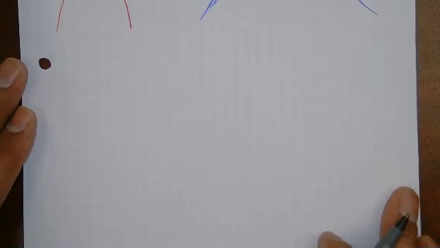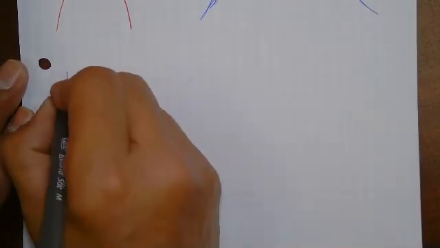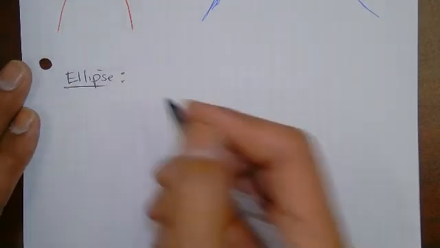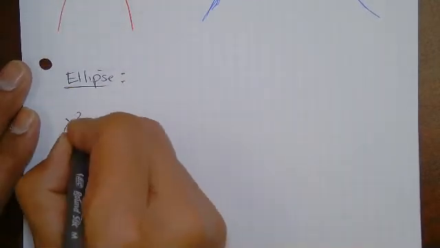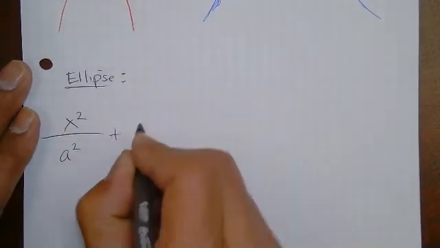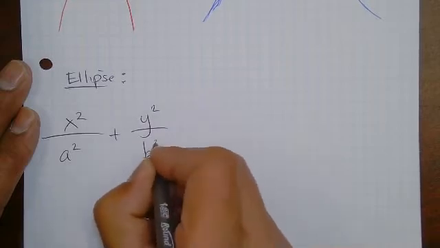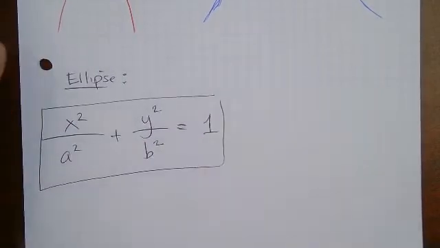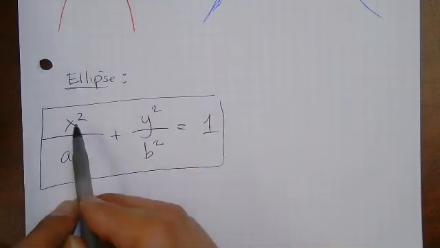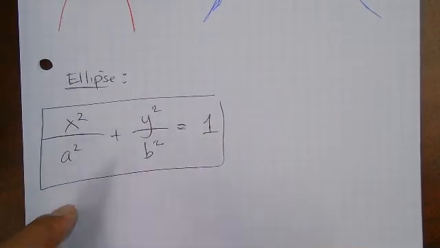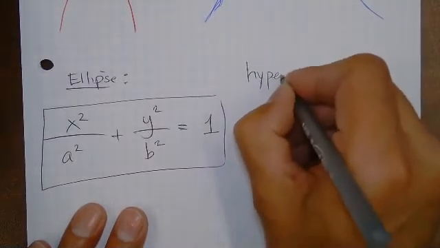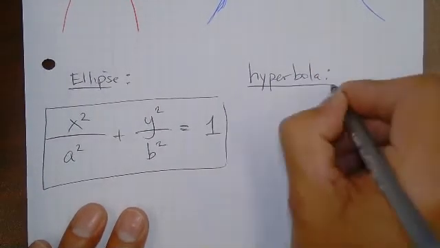Let me tell you right now what you already know. You don't know that you know this, but here you go. Remember when you did an ellipse? This was the equation. Let's just go with the one centered at 0, 0. It was x squared over a squared plus y squared over b squared equals 1. You remember that? Or it can have x minus something or plus something squared. This is the ellipse, and you're already familiar with it.